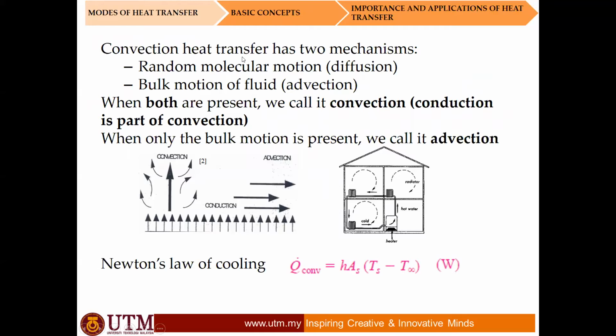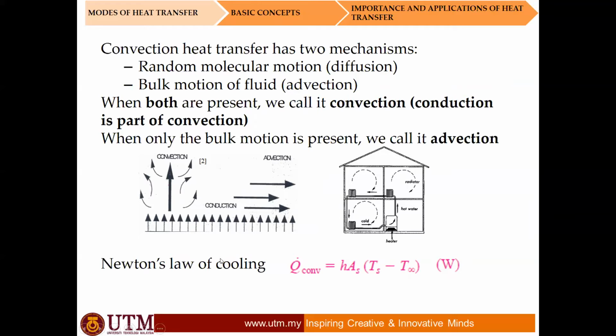So convection heat transfer has two mechanisms: random molecular motion or diffusion, and bulk motion of fluid or advection. When both are present, we call it convection. So basically it is a combination of conduction and advection. We have conduction over here and we add advection, so the combination of these two gives us convection.